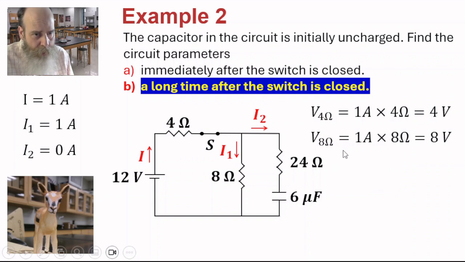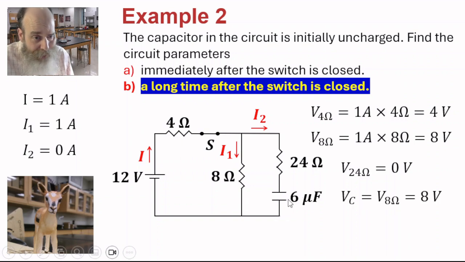V over the 8 ohm resistor: 1 amp current times 8 ohm resistor gives us 8 volts. As expected, 4 plus 8 equals 12 volts. The voltage across the 24 ohm resistor is 0 volts because no current flows across the 24 ohm resistor. The voltage across the capacitor must equal the voltage across the 8 ohm resistor, since there's no voltage drop across the 24 ohm resistor. So the voltage across the capacitor is 8 volts.